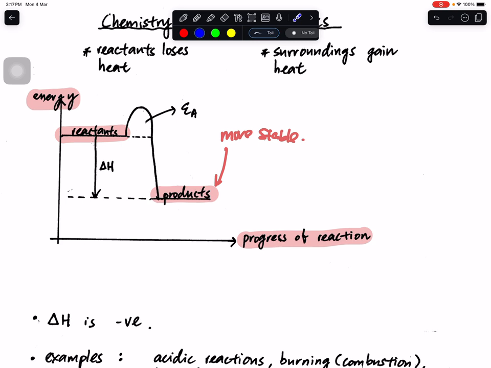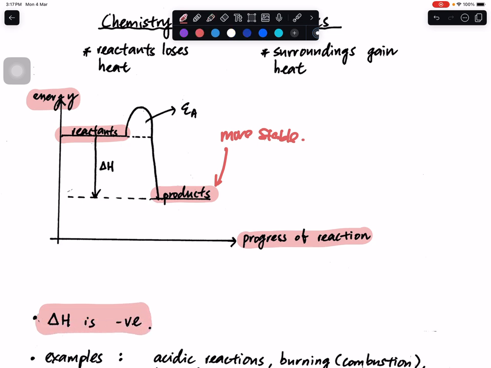Over here, take a look at your reactants and products. You will notice that there's a negative change. The energy change is downwards, so it's a negative change. That's why we describe your energy change here to be negative.